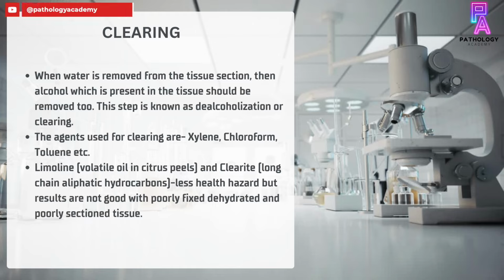Newer clearing agents are limonene, which is a volatile oil in citrus peels, and clearite, which are long chain aliphatic hydrocarbons. These clearing agents are less hazardous to health, but their results are not good with poorly fixed or poorly dehydrated or poorly sectioned tissue.